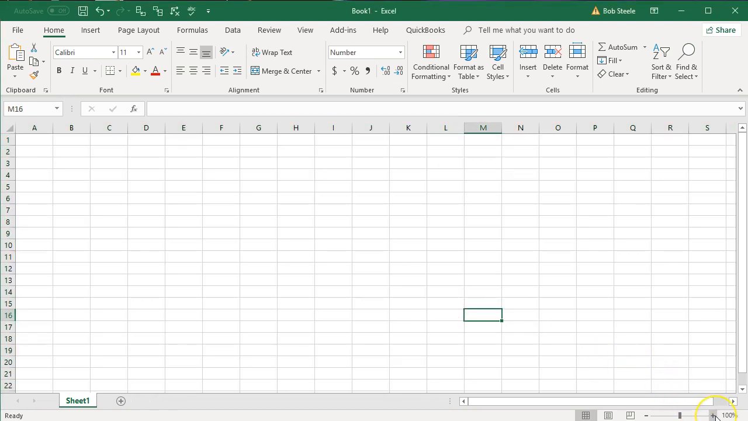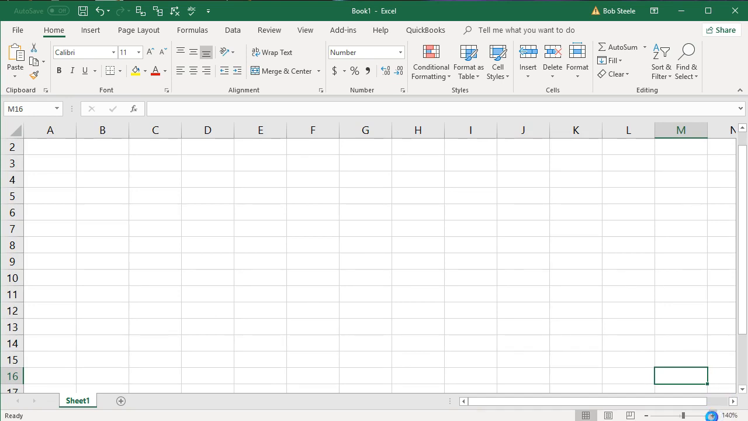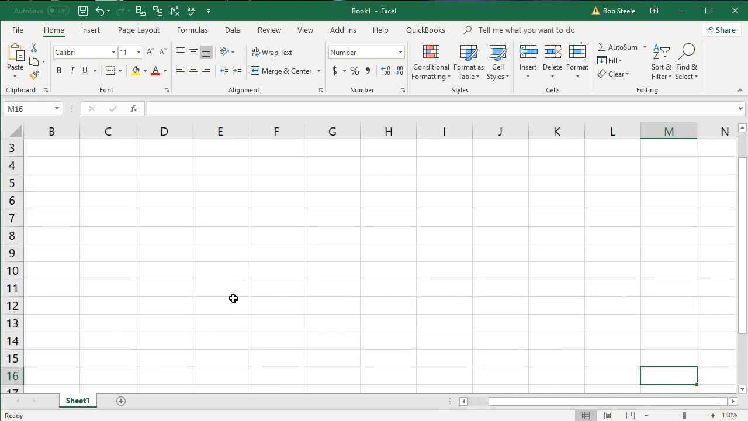Then I'm going to make the zoom a bit larger down below. I'm going to just hit the plus arrow. Let's take it up to like, I don't know, 150. Let's bring it to 150.